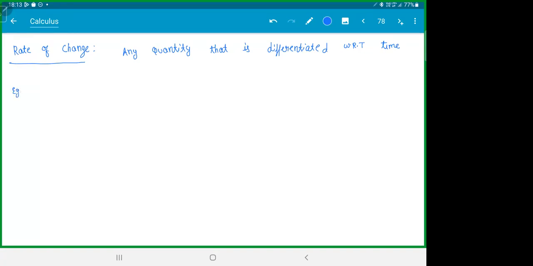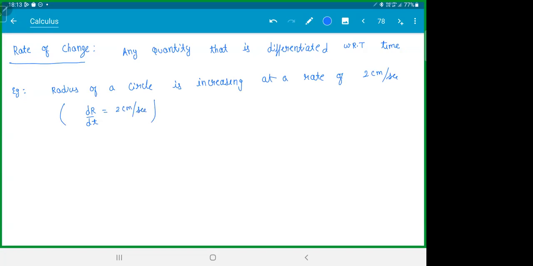Example, how will they frame questions on this? Let's say a radius of a circle is increasing at a rate of 2 centimeter per second. Meaning he's simply saying rate of change of radius dr by dt is equal to 2 centimeter per second. So every second the radius will increase by 2 centimeters. Find the rate of change of area. Meaning then how fast is the area changing?